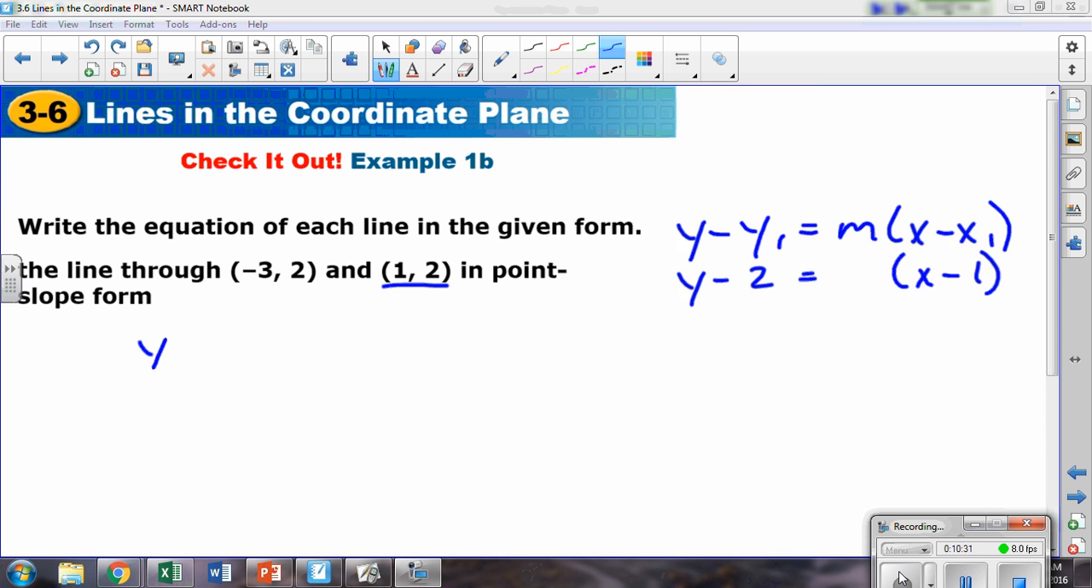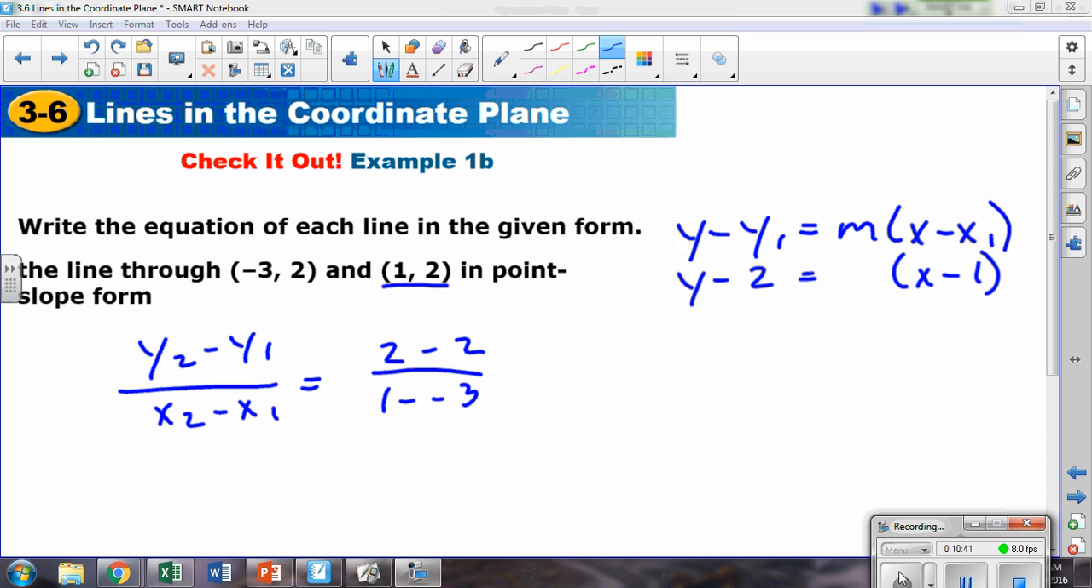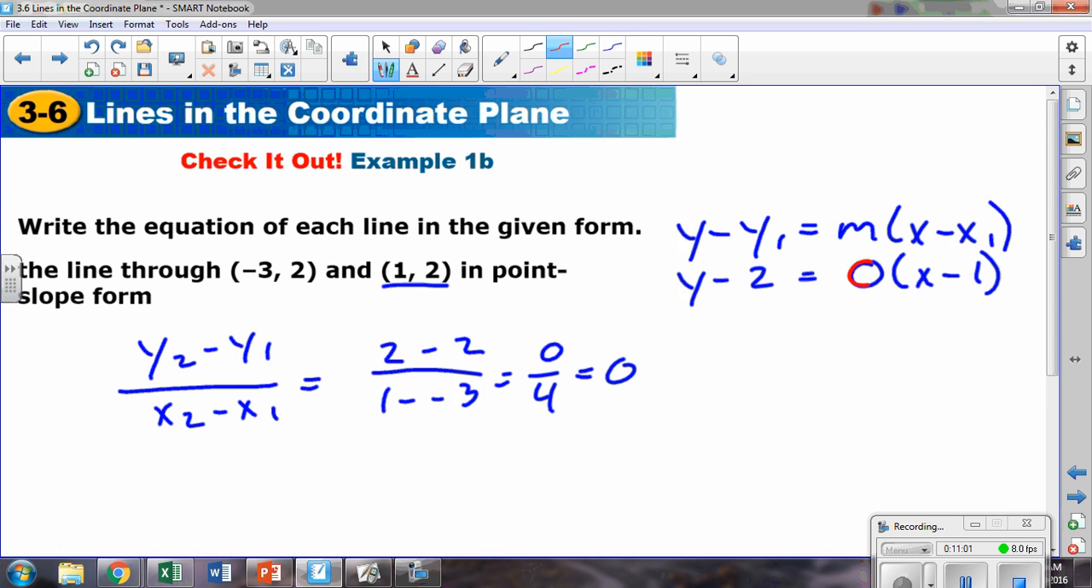So what is the slope between those 2 points? Well, we know slope is rise over run, y2 minus y1 over x2 minus x1. 2 minus 2, 1 subtract negative 3, 0 over 4 gives me a slope of 0, so it's there. And we've got it written out in point slope form. Of course, we would never leave it this way. We'd always simplify this particular bit because 0 multiplied by anything is just 0.